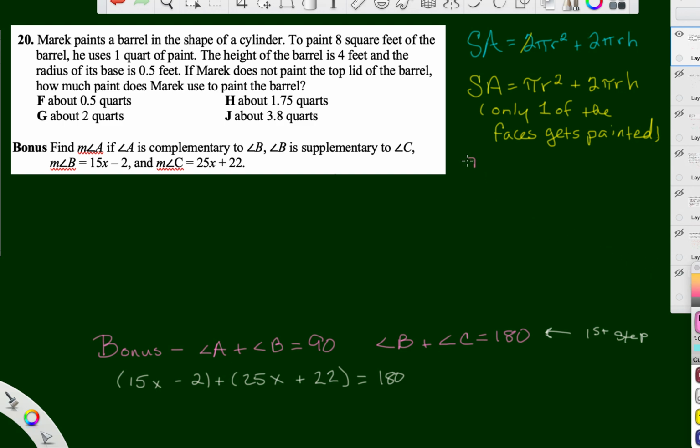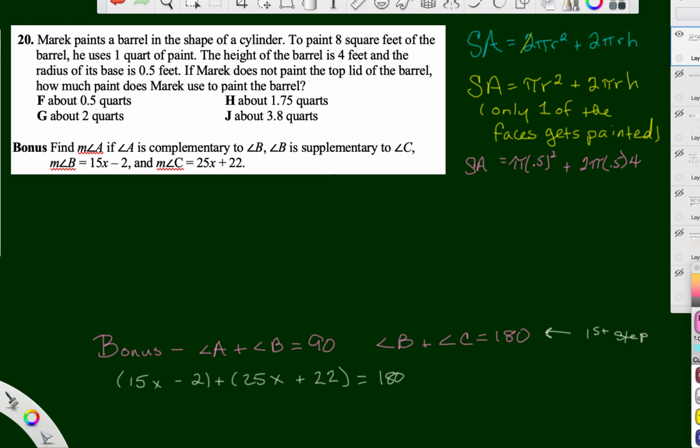So the surface area is equal to pi times 1/2 squared plus 2 times pi times 0.5 times the height, which is 4.